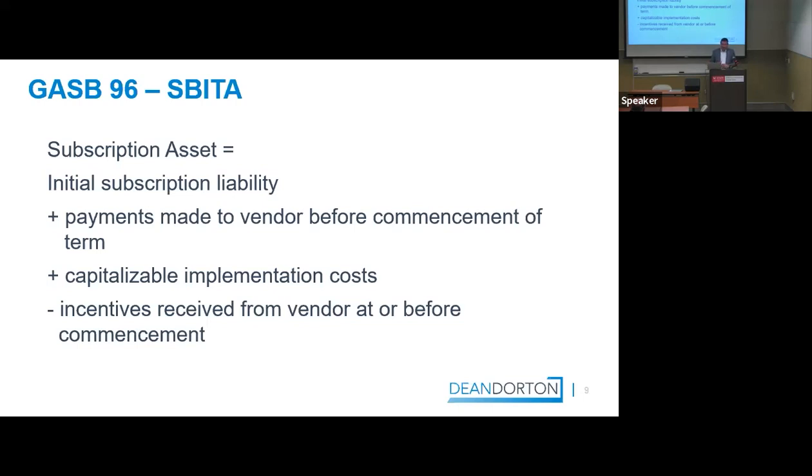And then you subtract from it any incentives that you receive from the vendor at the performance. If you're getting something for free or take 10% off, whatever it may be, you would deduct that from the asset.